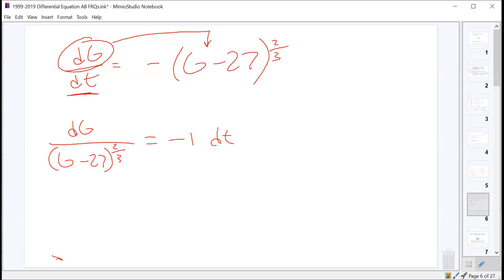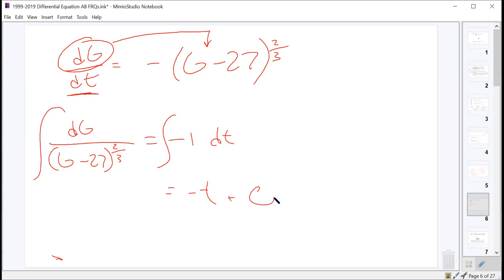Wonderful. Okay, now we integrate. I integrate both sides. This side is easy. If I integrate -1 dt, I should get negative t plus a constant.